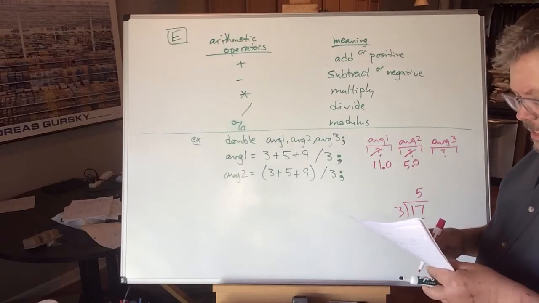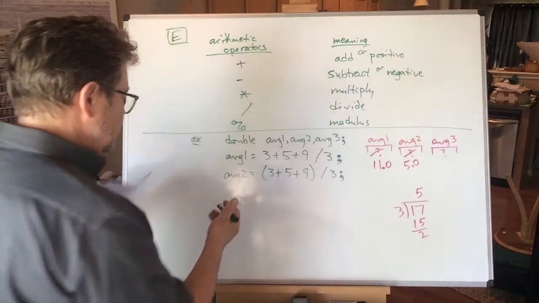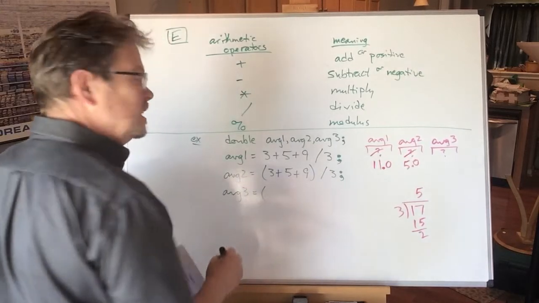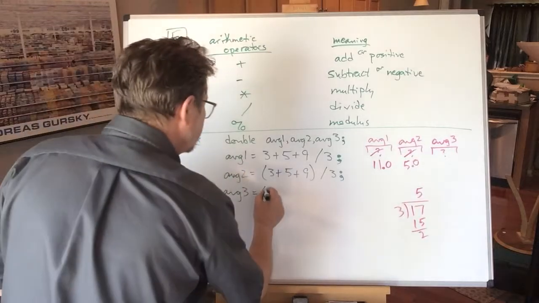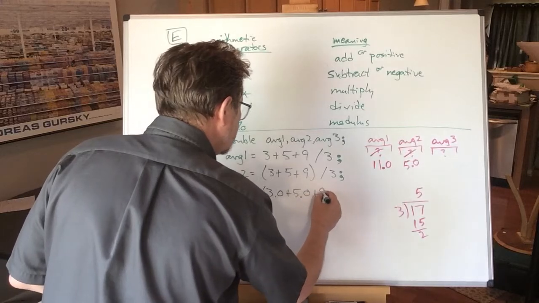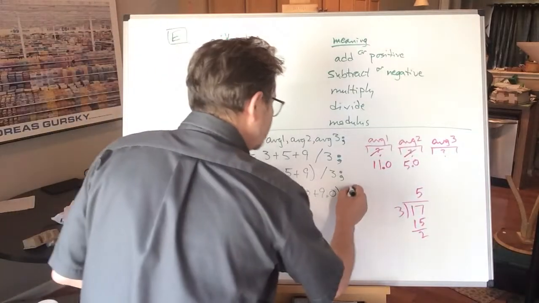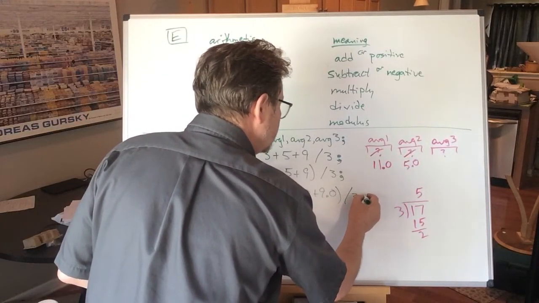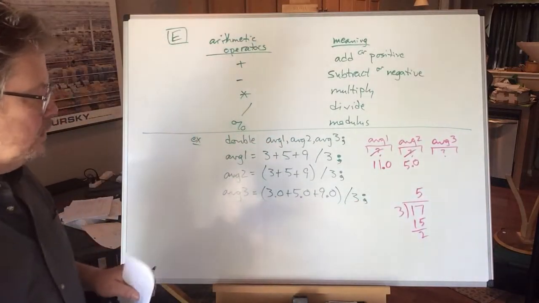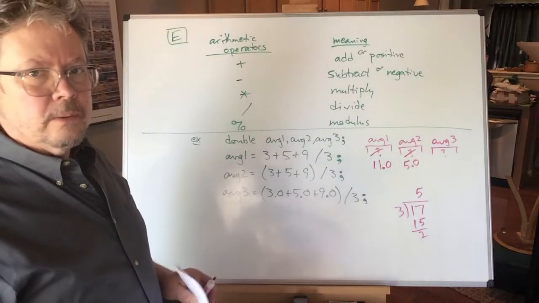Oh, but wait. Average 3. Here comes fix to the rescue. I can do this. Look what I can do. AVG3 equals, parentheses again, watch this. 3.0 plus 5.0 plus 9.0, divided by 3, and I don't even have to put 0.0. Actually, it's ever so slightly disingenuous for me to put 0.0 there because I'm dividing by how many numbers there are, and there are exactly 3 numbers, not a fractional number of numbers.